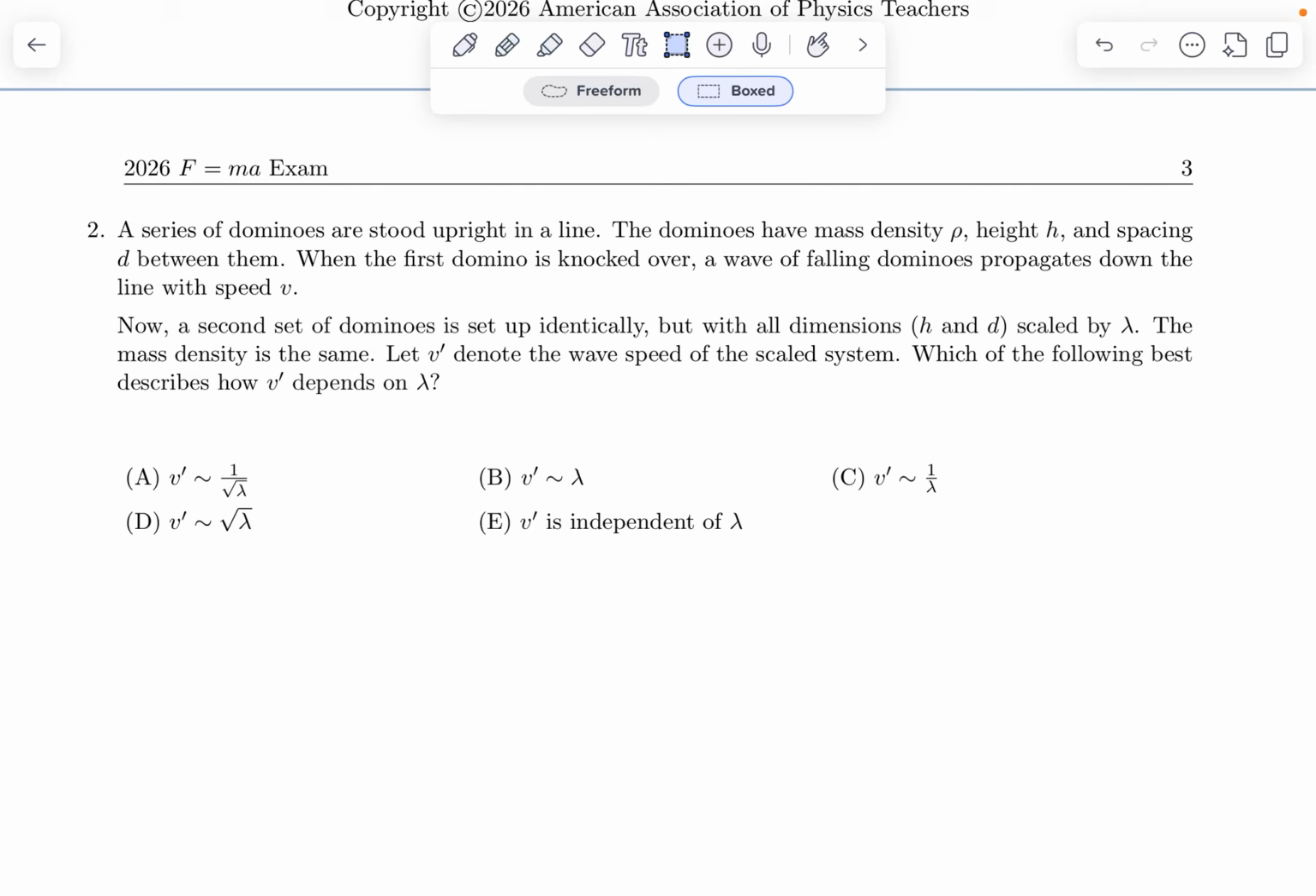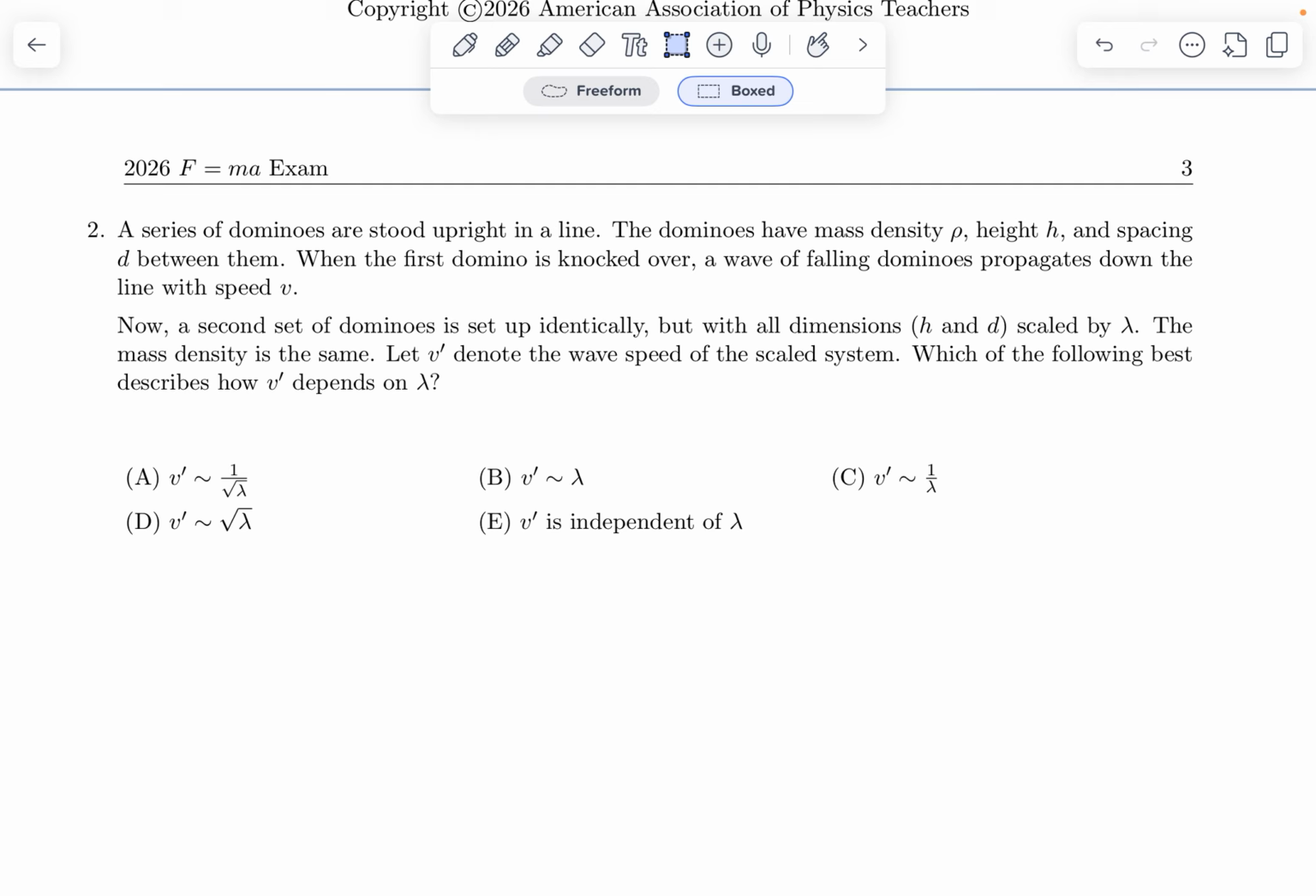Hello everyone, today we're gonna solve problem 2 of the 2026 F equals MA exam. This problem was about dimensional analysis and it was quite tricky because me and many of my friends got the answer wrong. So let's start by reading the problem.